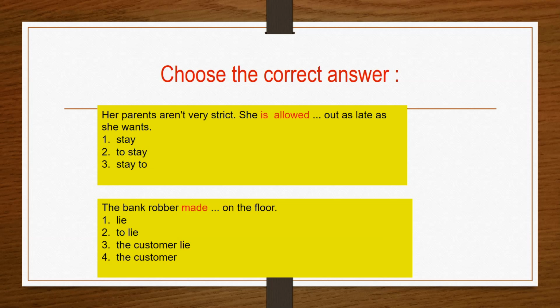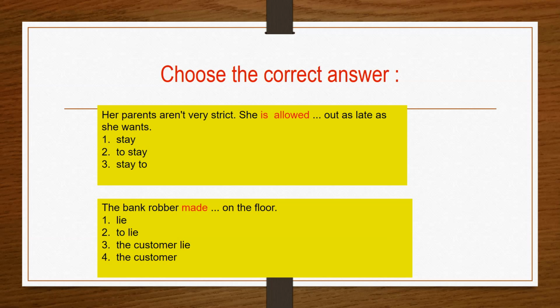We have "is", which is a form of the verb be. Then "allowed", so it is be allowed. According to the rule, allowed is followed by to plus the verb. So we have choices: stay, to stay, or stay to. So she is allowed to stay. The correct answer is number 2. Why? Because the rule says that allowed is followed by to plus the infinitive verb.